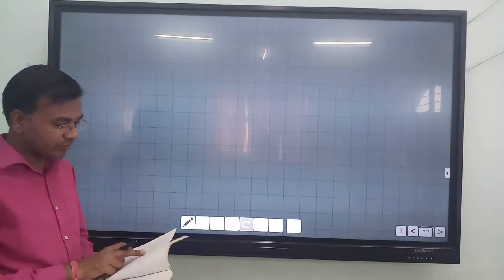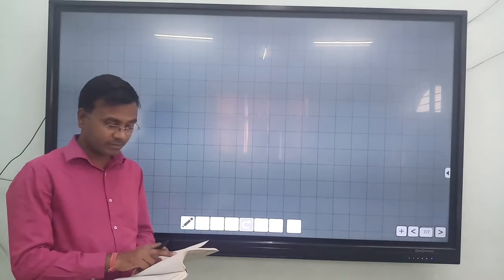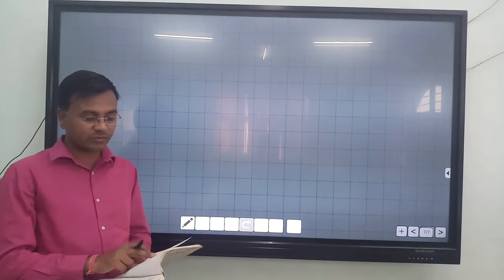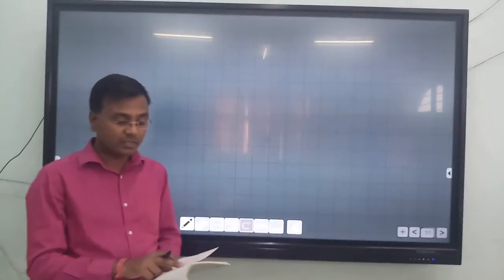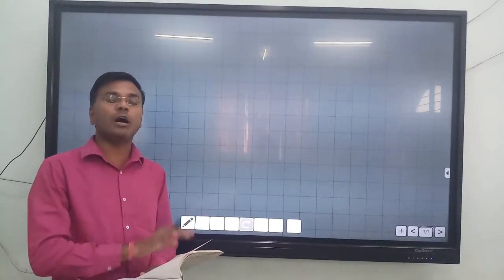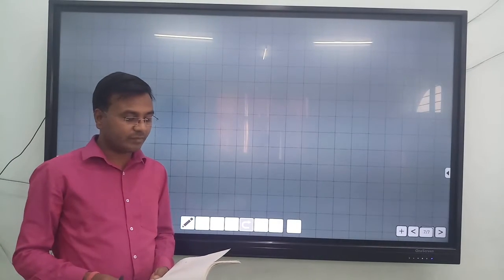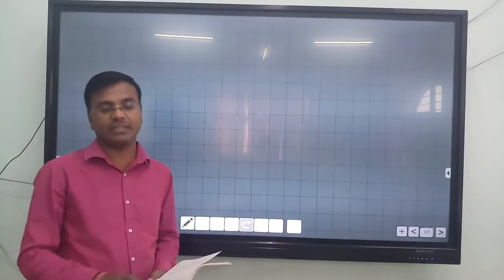In question number 13, tan of 1 by 2 sin inverse 2x upon 1 plus x square. This is the identity of 2 tan inverse x, right? Plus cos inverse 1 minus y square upon 1 plus y square. This is again the identity of 2 tan inverse y. Now take 2 outside. So this 1 by 2 and 2 cancel, and in the bracket we will get tan inverse x plus tan inverse y.